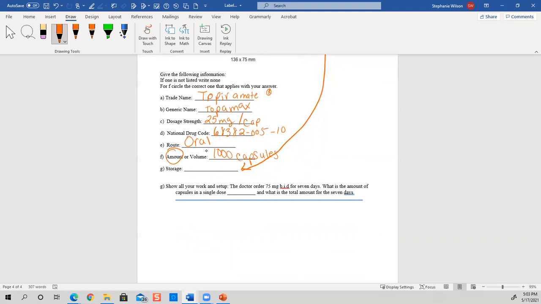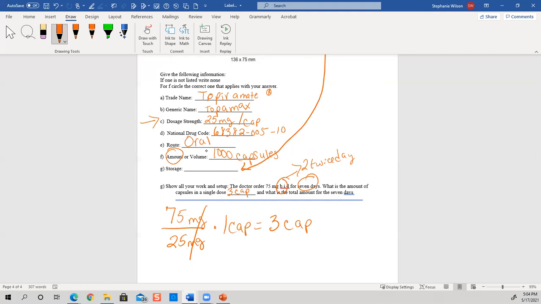Okay, so the doctor ordered 75 milligrams BID, twice a day, for 7 days. What is the amount of the capsules in a single dose? Okay, so if the dosage strength is 25 milligrams per capsule, milligrams and milligrams reduce, so we don't need a conversion. So the milligrams reduce, and then how many times will 25 go into 75? 3 times. So it's 3 capsules.